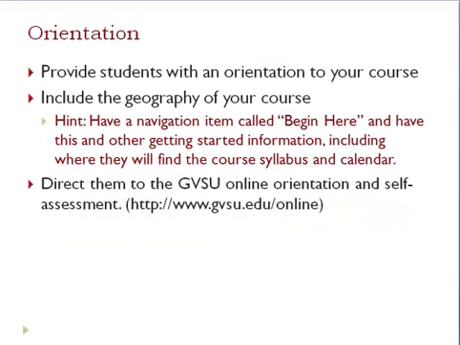Provide students with an orientation to your course or in your syllabus. Be sure to direct them as to where to find it in your course site. This orientation includes the geography of your course and how you will post content, assignments, and other areas of your course site. Hint, I referenced this earlier, have a navigation item called Begin Here and have this and other getting started information, including where they will find the course syllabus and calendar. As well, point them to the Grand Valley Online Orientation and Self-Assessment.